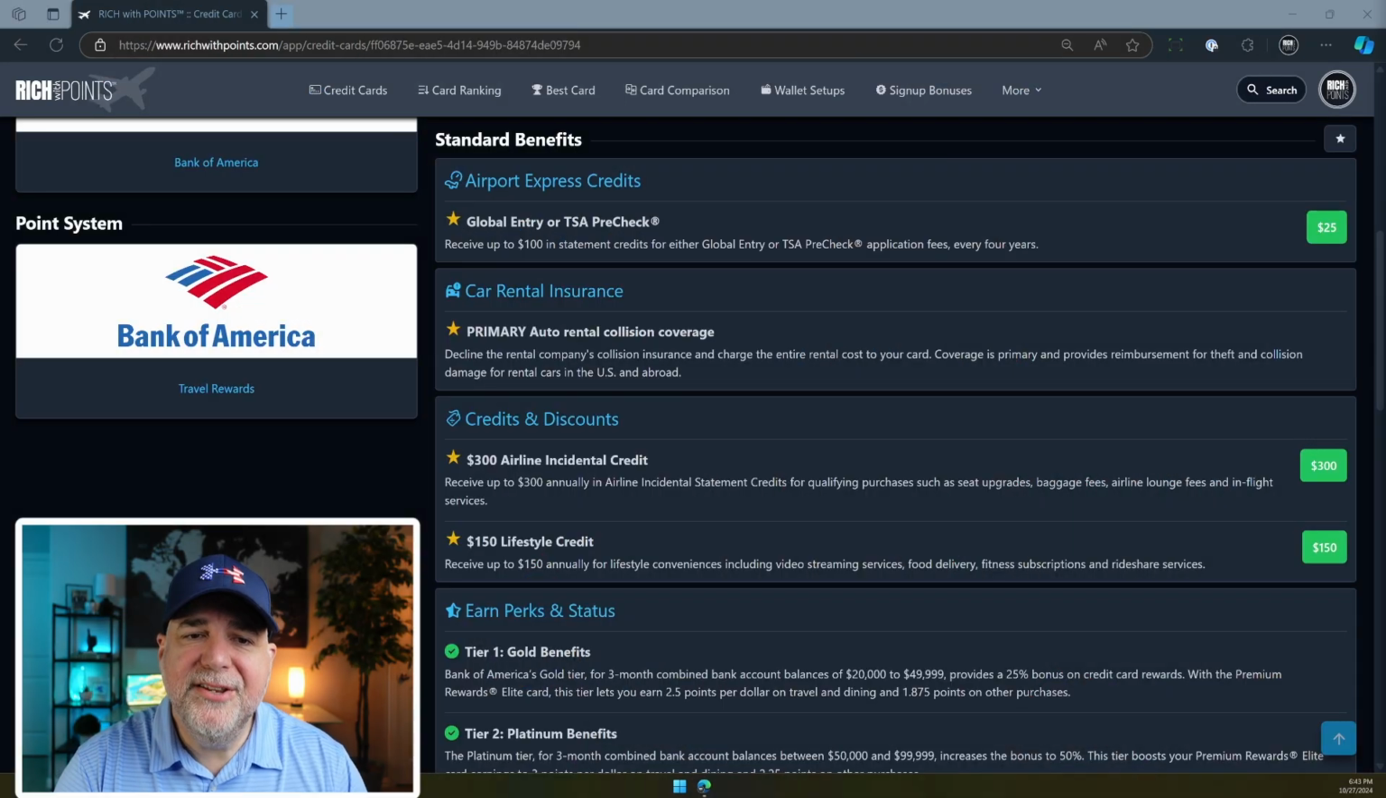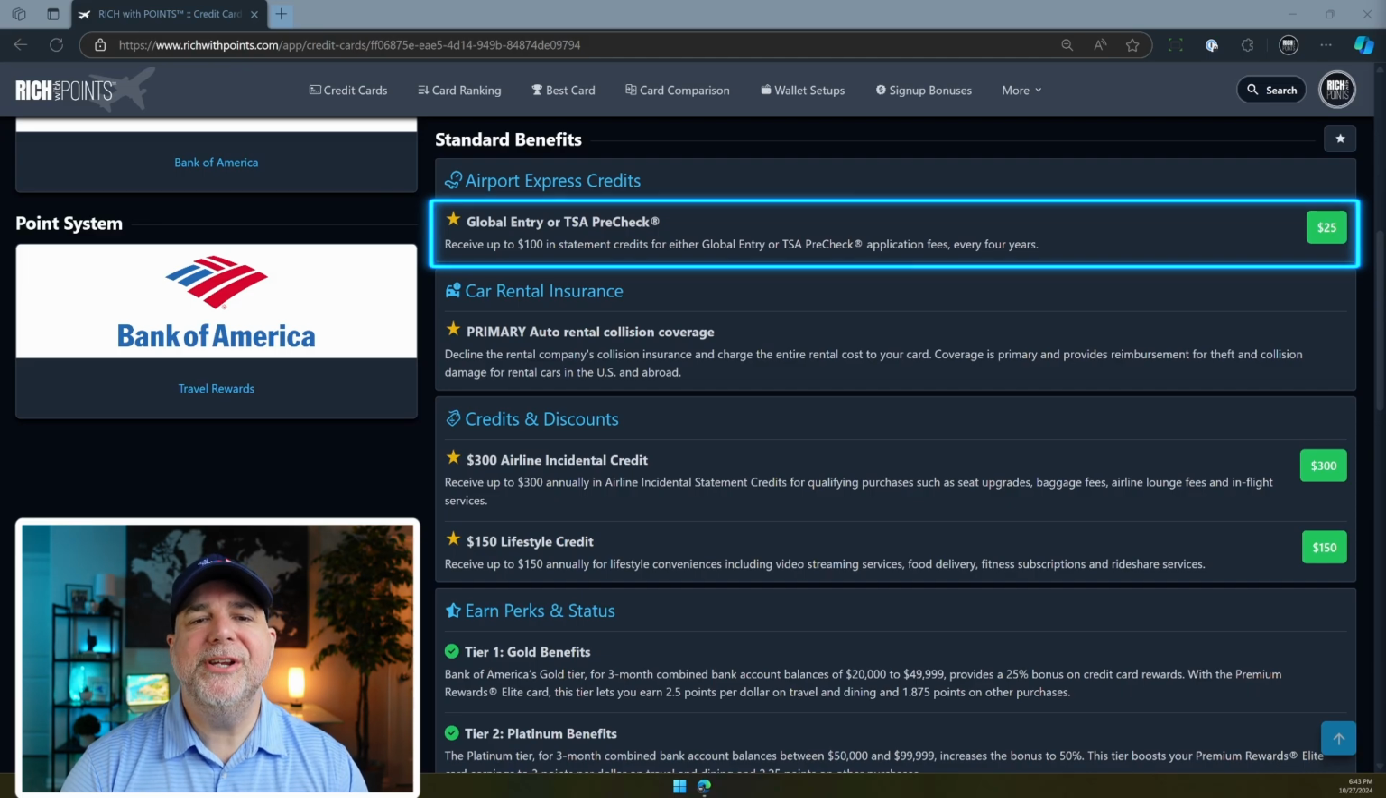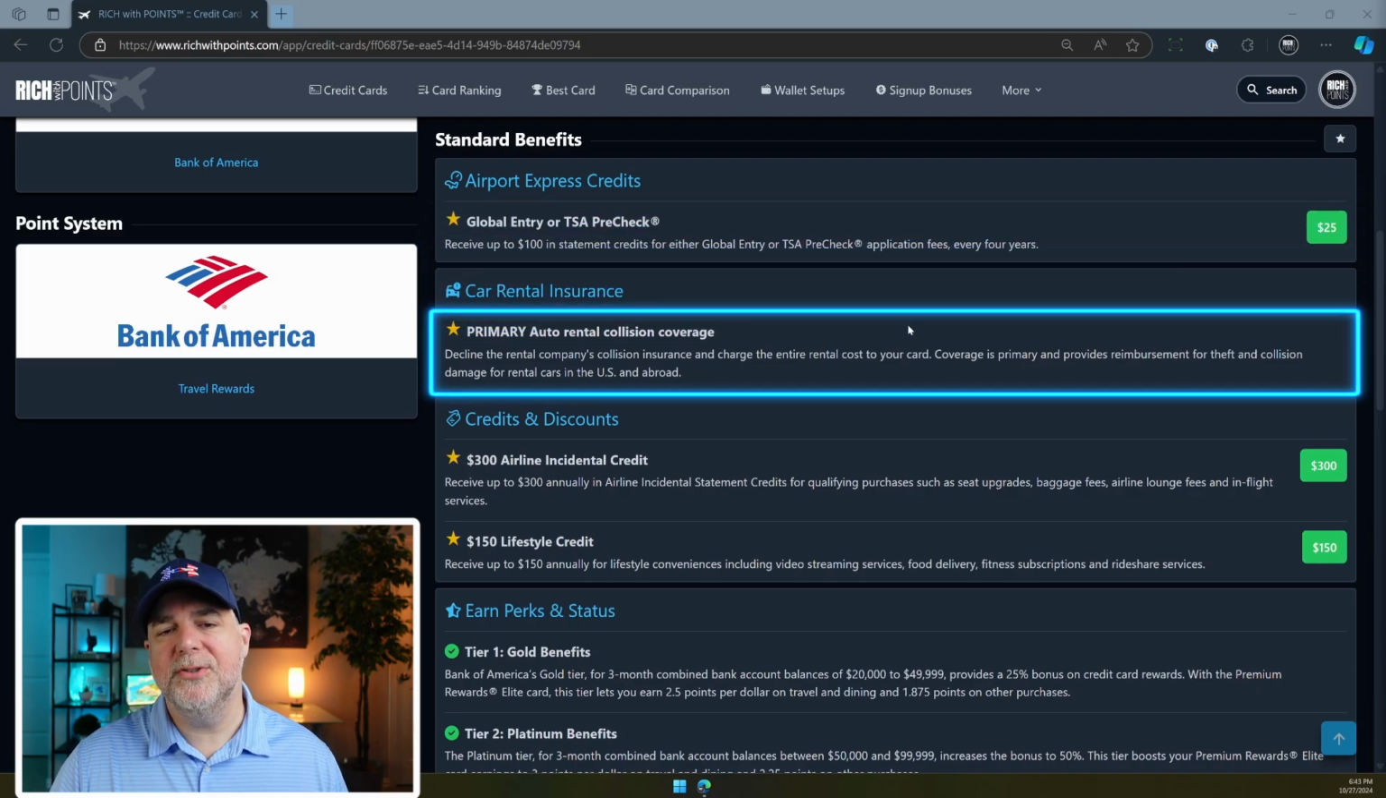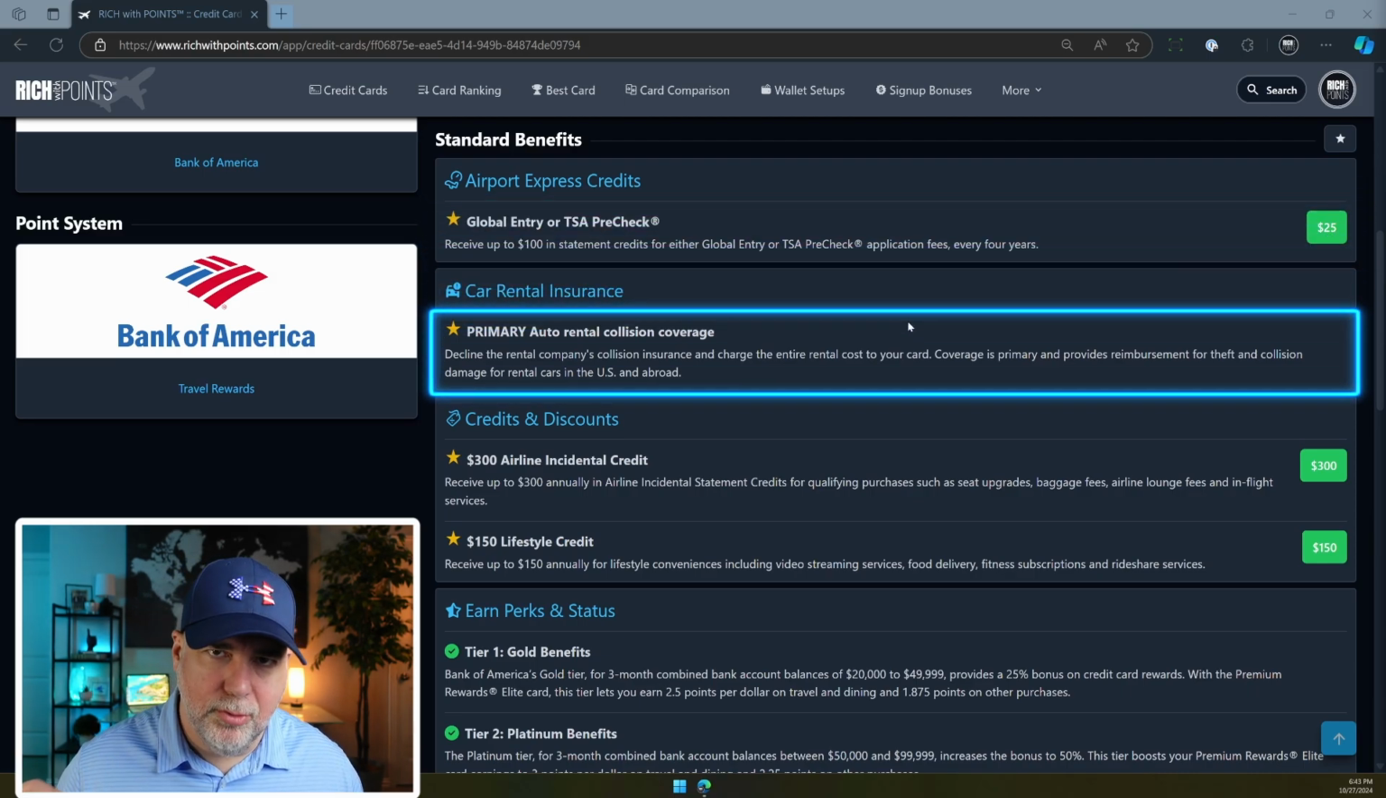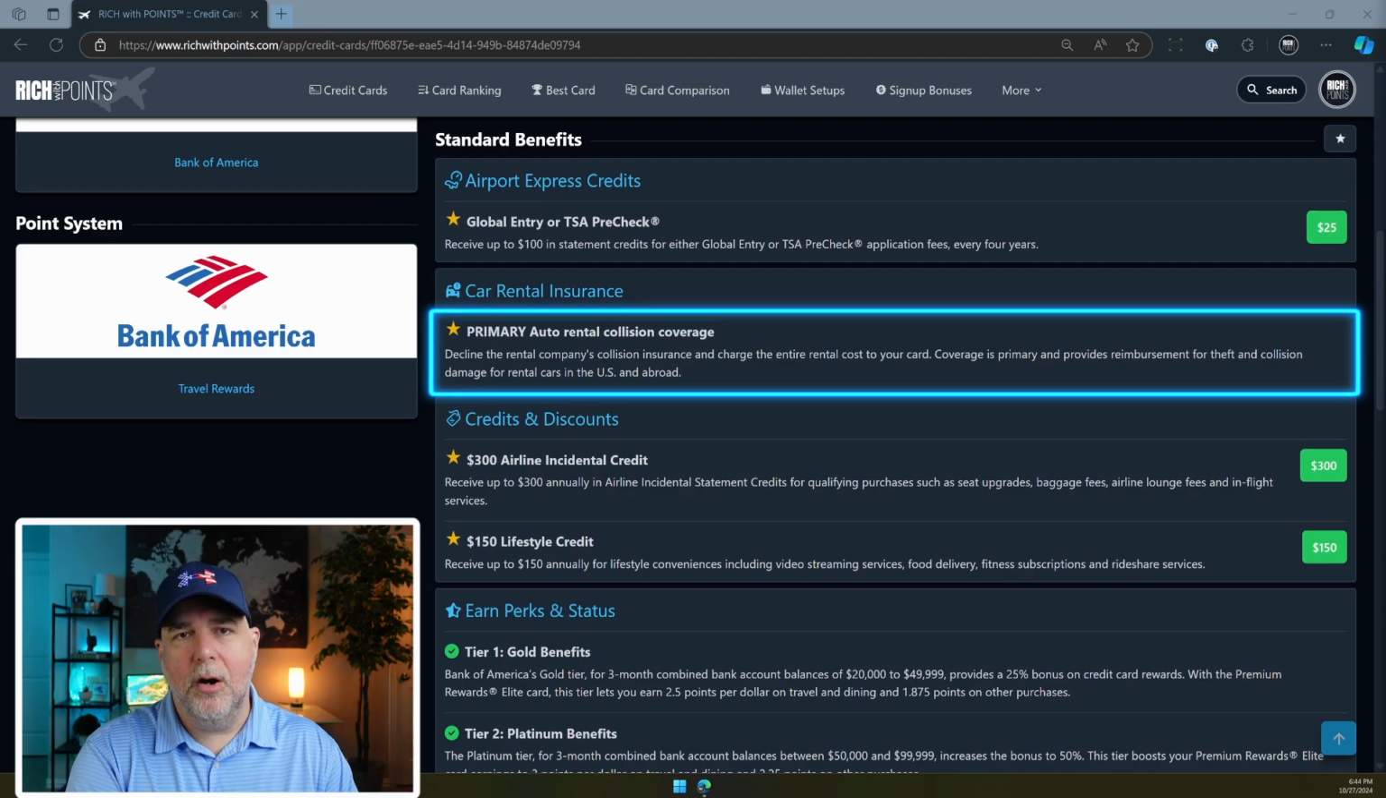As for standard benefits, you have the Global Entry or TSA pre-check credit. This is the standard one that most of the major travel credit cards have. You get a $100 credit against these every 4 years, so it's worth about $25 a year. You have primary auto rental collision coverage. So this is where you go to the desk to rent your car and they ask you, do you want insurance? You can either buy their insurance or you can cover it using your own personal insurance. You don't have to do either of those. If you use this card to rent the car, it's automatically covered.